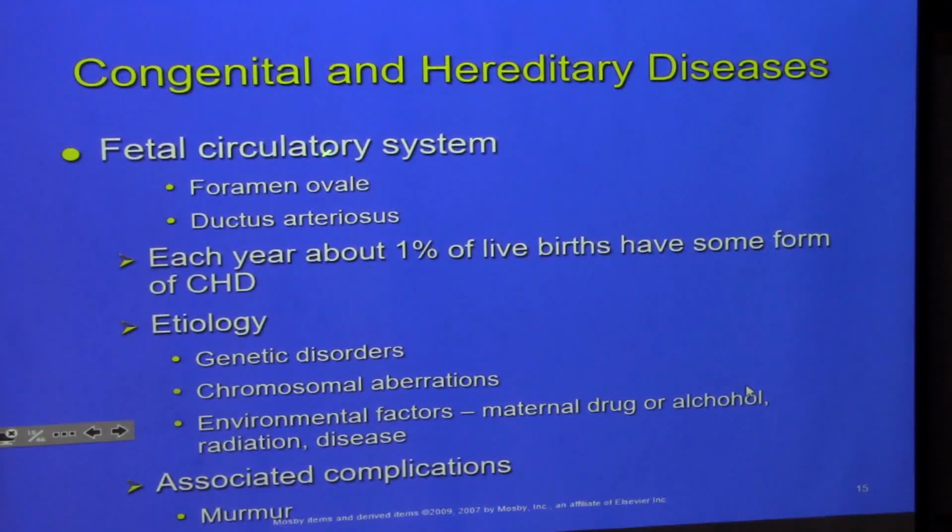Okay, in the fetal circulatory system, we talked about this some yesterday. You've got the foramen ovale, which is between the right and left atria, and the ductus arteriosus, which is up at the top. It's between the pulmonary trunk and the aorta. Okay, that's how the fetal circulatory system is supposed to work.